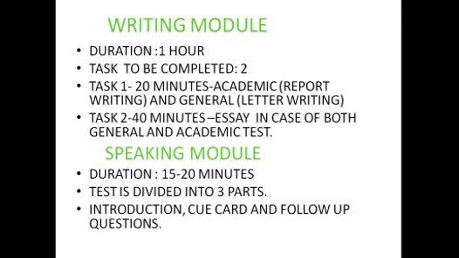For the academic test category, the task 1 would be a report writing on a graph, a chart, or a diagram, and you will be given 20 minutes to complete this task, and you're supposed to write a minimum of 150 words. In the task 2 for academic, you're supposed to write an essay in a minimum of 250 words, and you will be given 40 minutes to complete this.